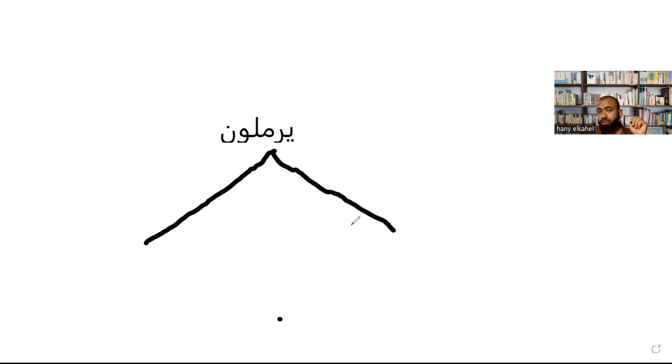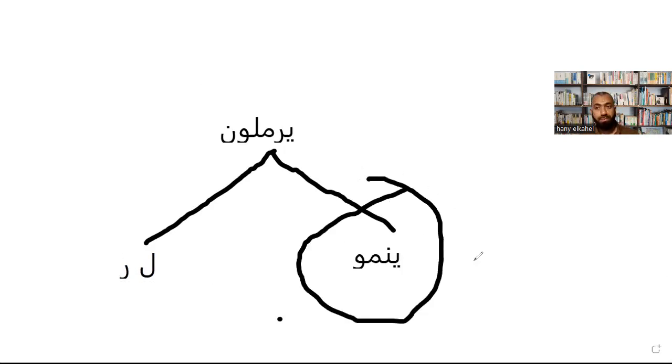Idgham with ghunna comes in the letters of the word ينمو. Idgham without ghunna is in lam and ra. If any word in Arabic has noon sakina or tanween, and after it there is a letter of this word ينمو, in this case we do إدغام بغنة. For example, the word مِن وَالٍ. In this case, we do إدغام بغنة for noon.